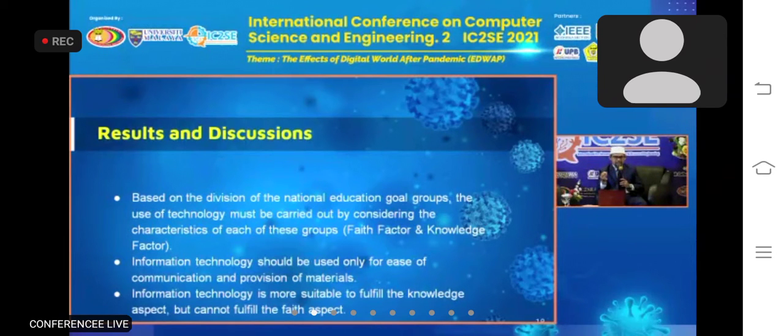There are some factors that can use the technology, but some other factors cannot use technology. Information technology should be used only for ease of communication and provision of materials. Technology can be used only for transfer of knowledge, but technology cannot transfer a feeling of togetherness. Technology cannot transfer care to our students.